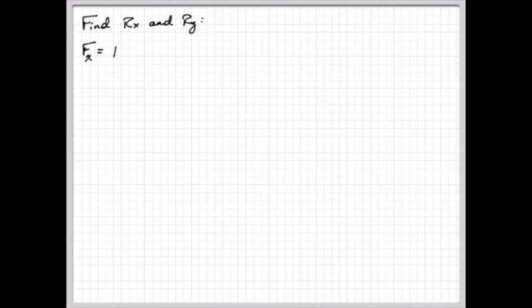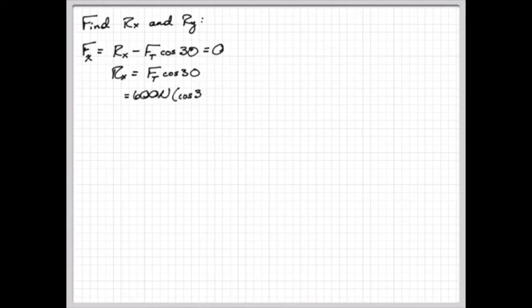So we'll start with the x force, Rx. Well, that's only located in the net force in the x direction. So now that we know tension, we can solve that pretty quickly. Back to that equation, Rx minus tension cosine 30 equals 0. And if we're solving for Rx, add tension cosine 30 to the other side. We know the tension is 600 newtons times the cosine of 30, and we will get a force of approximately 520 newtons.